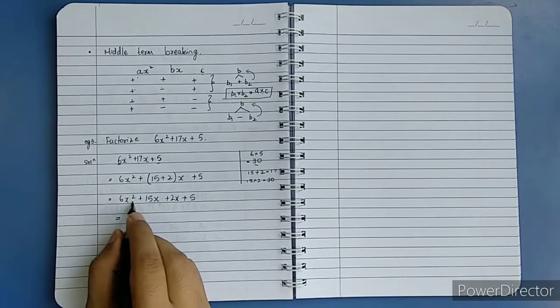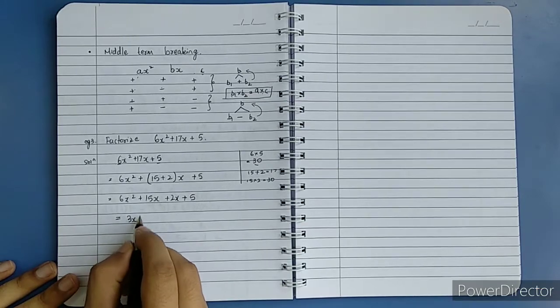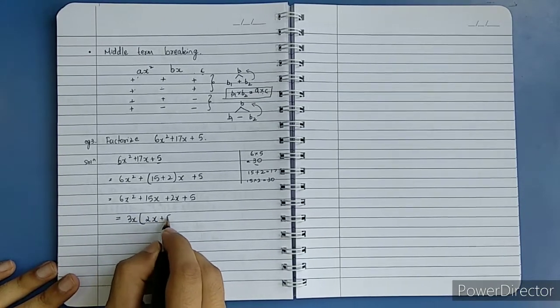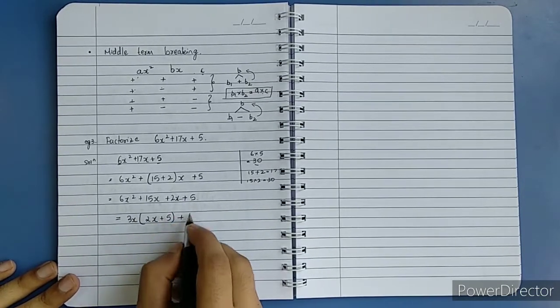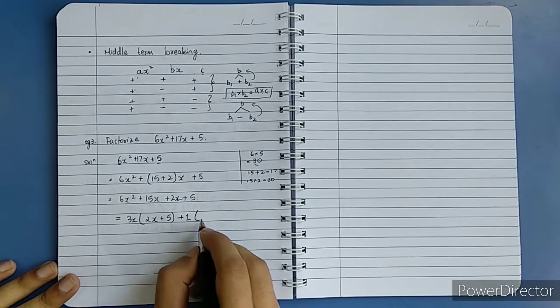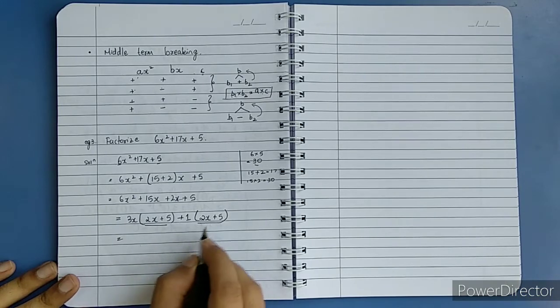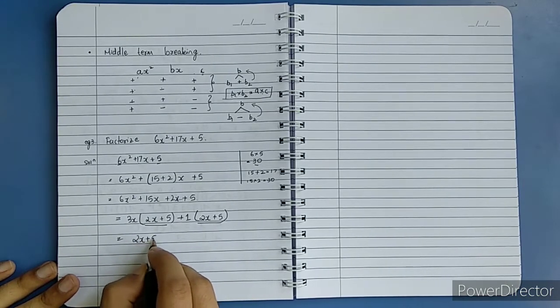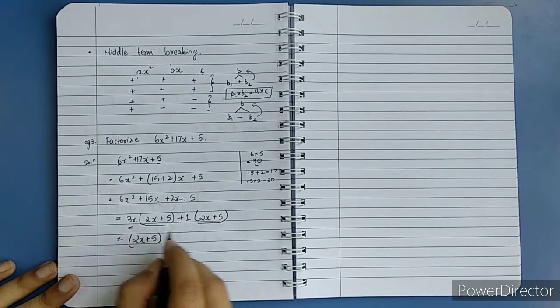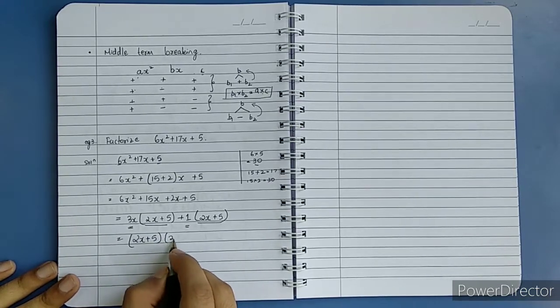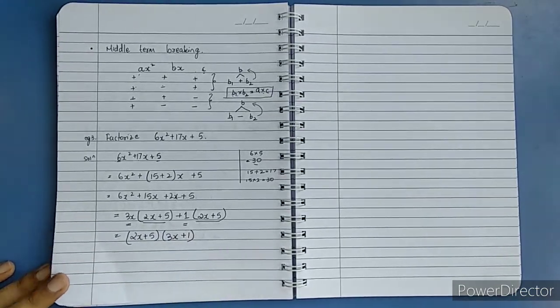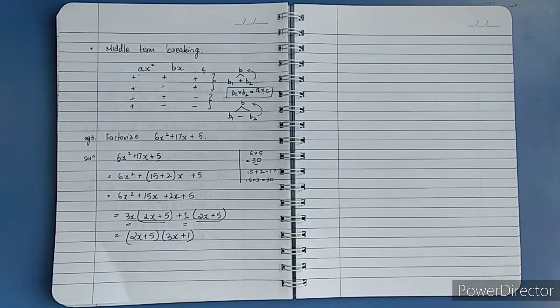In the first two terms, 3x comes common, giving 2x plus 5. In the last two terms, nothing else is common, so we take 1, giving 2x plus 5. So from this and this, 2x plus 5 comes common. What is left is 3x plus 1. So this is our middle term breaking. So this is one example.